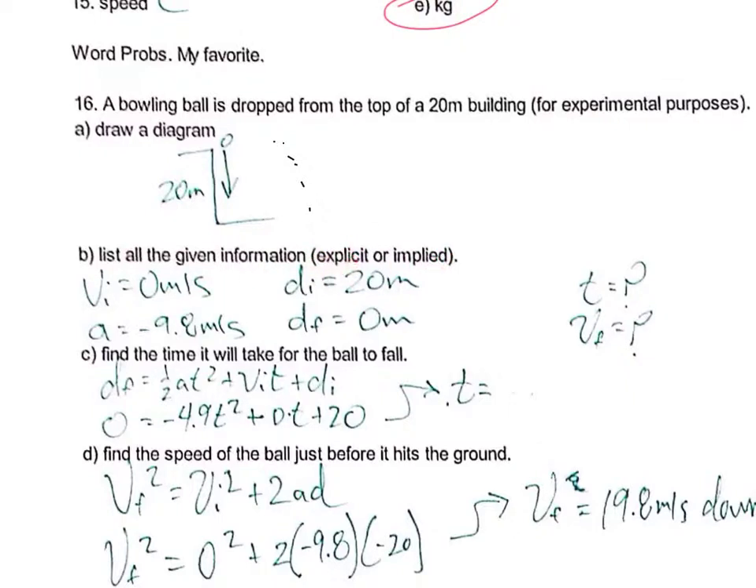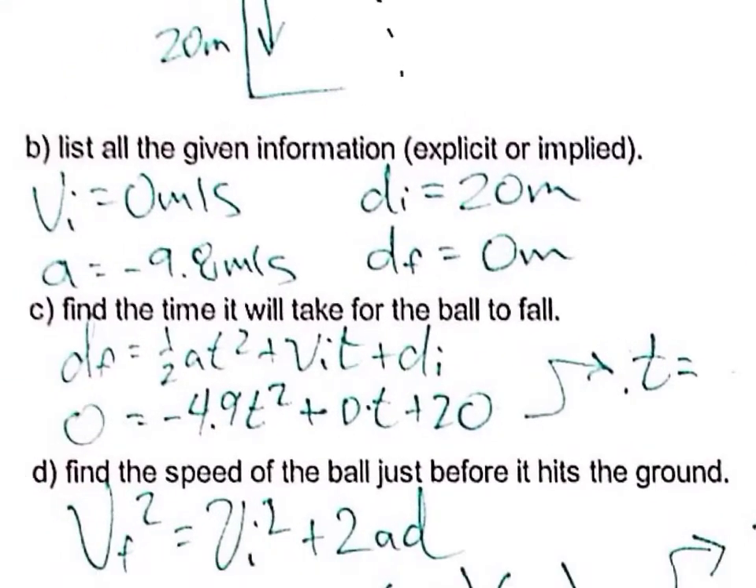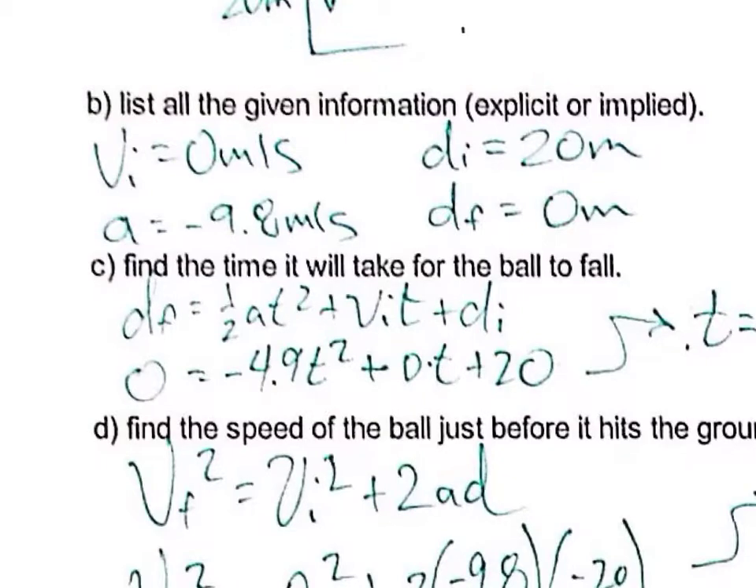So the explicit information that's given is this, plus the fact that it's a bowling ball, but that doesn't really matter. We know that, neglecting air resistance, all objects fall at the same rate. So this is the only explicitly given information. It is implied, one, that we are on Earth, so the acceleration is negative 9.8 meters per second. Ooh, shame on you, Tourville. Typo. Meters per second squared.